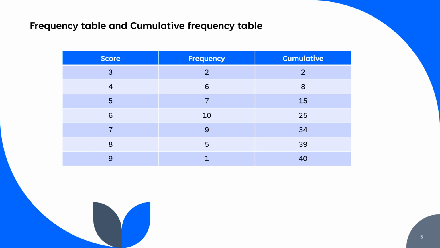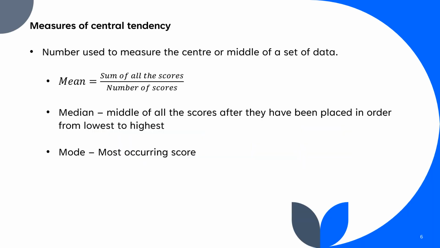This is an example of a frequency table and a cumulative frequency table. So the frequency just shows how many of each occur, and cumulative frequency means that you add up the frequencies as you go. So the measures of central tendency, these measure the center or middle of the data. So we've got the mean, the median, and the mode as examples of those.